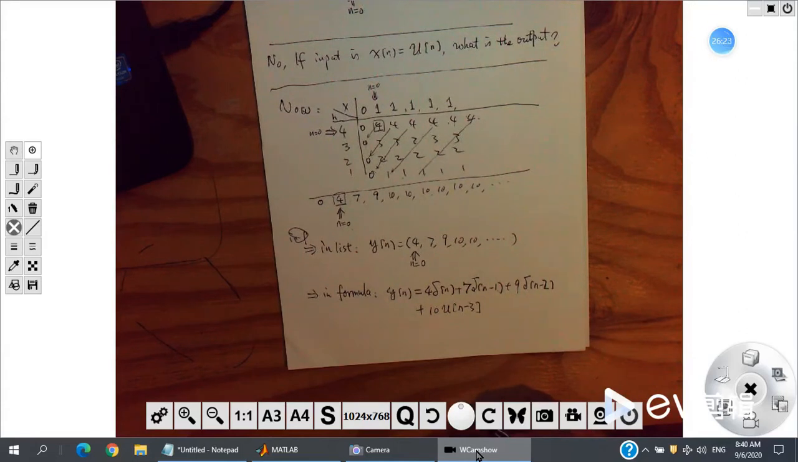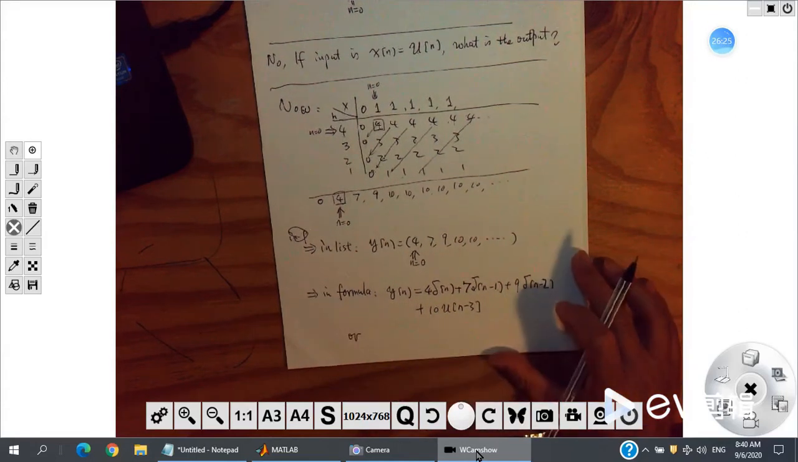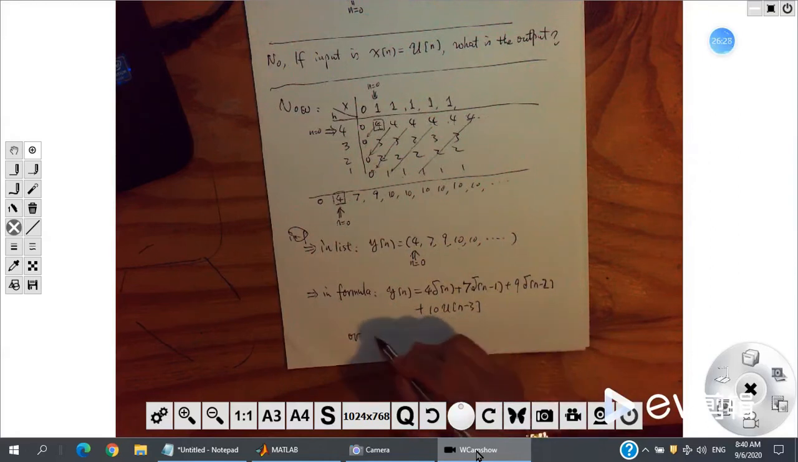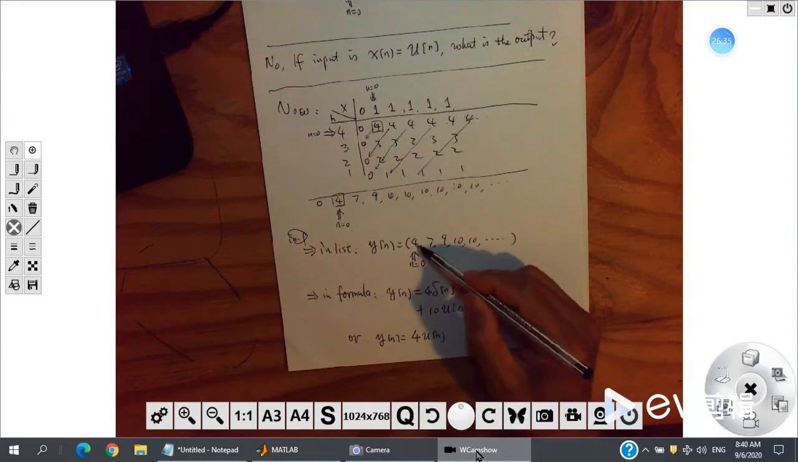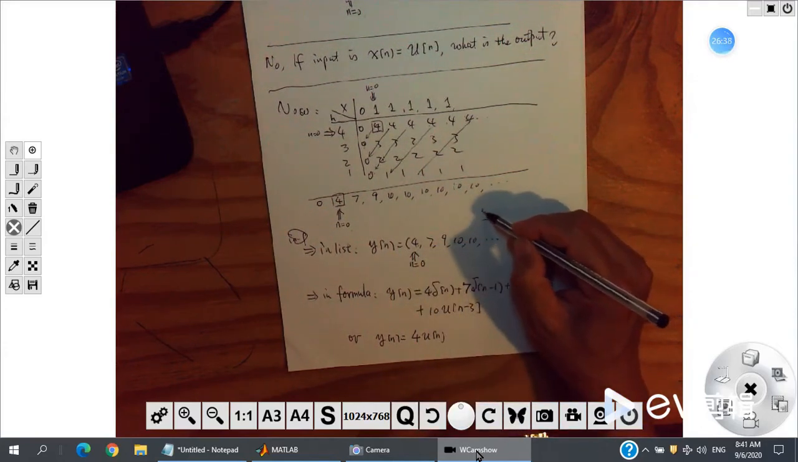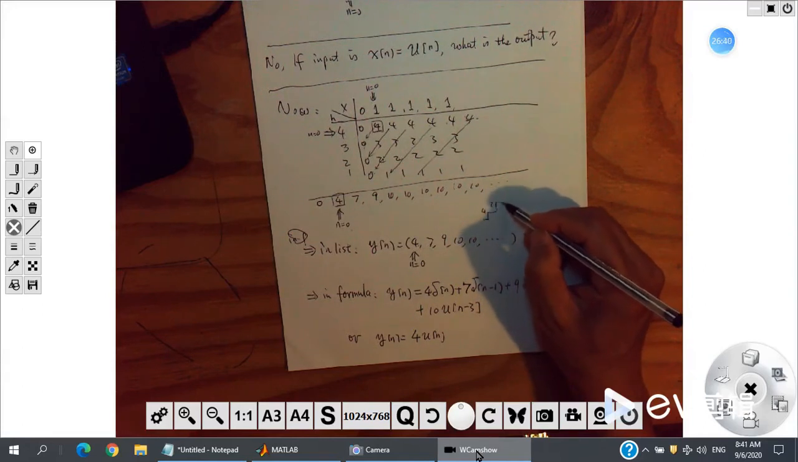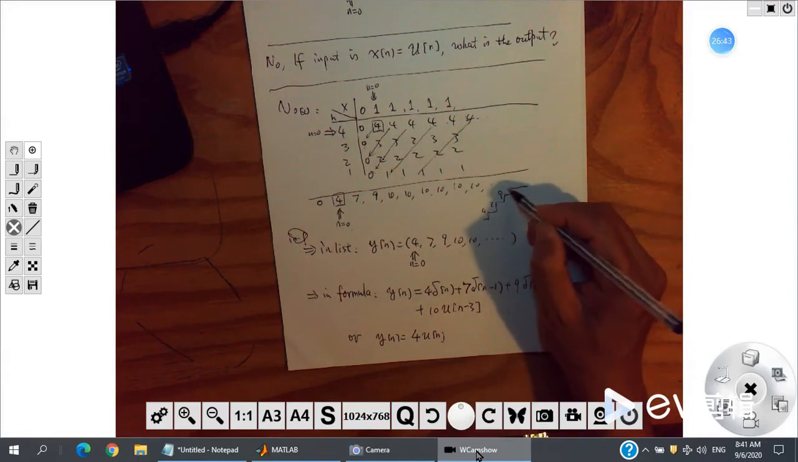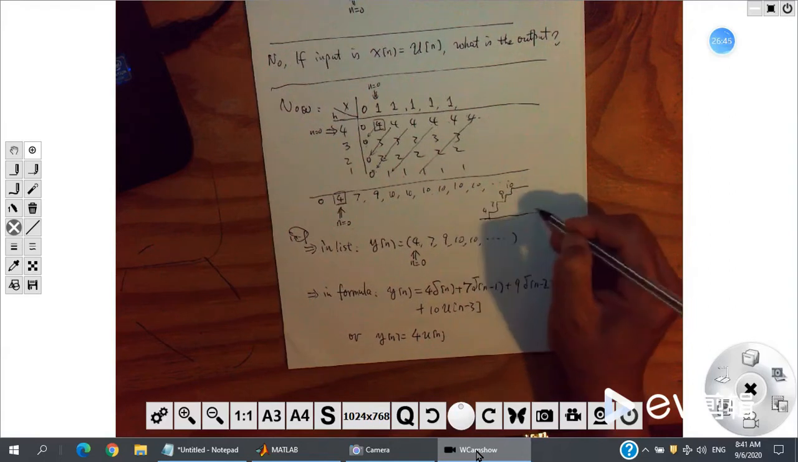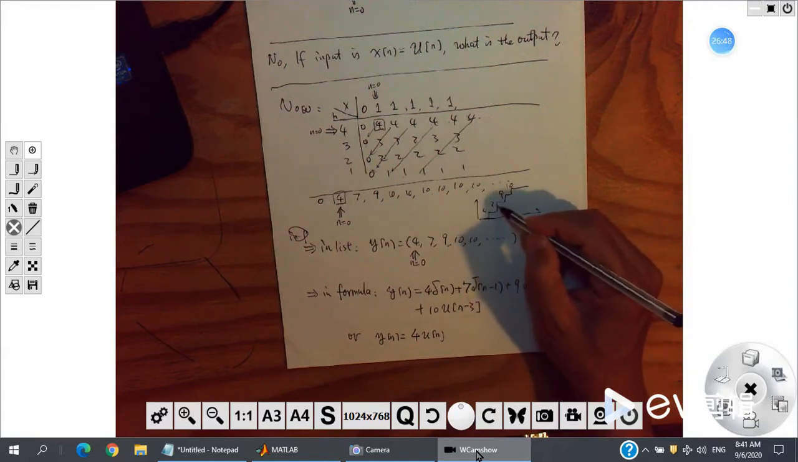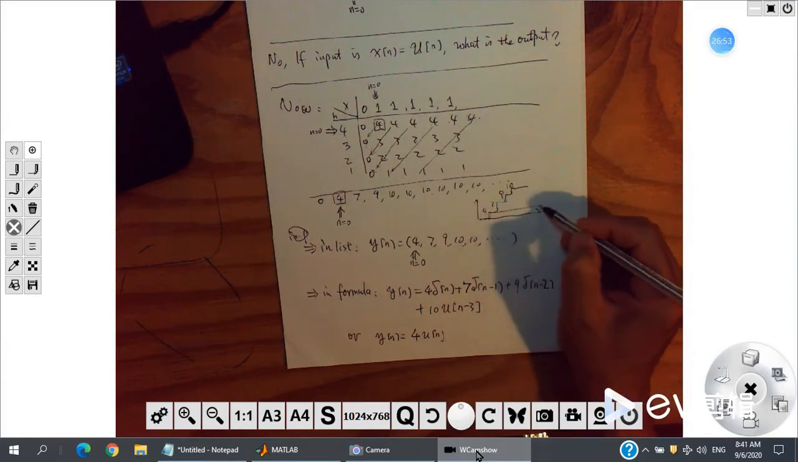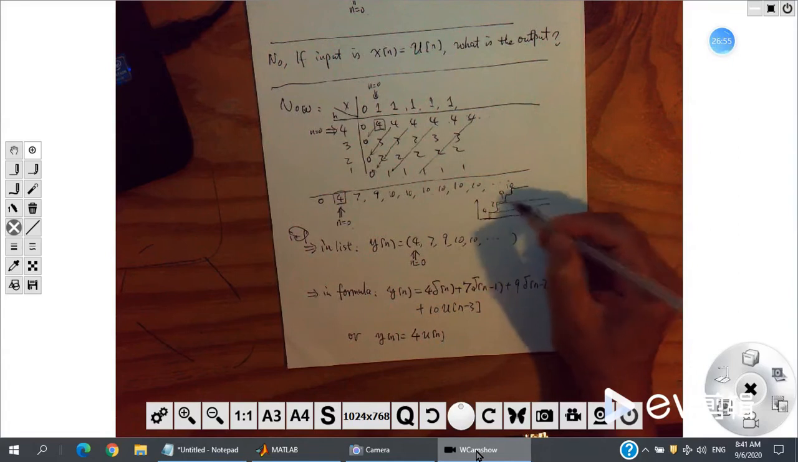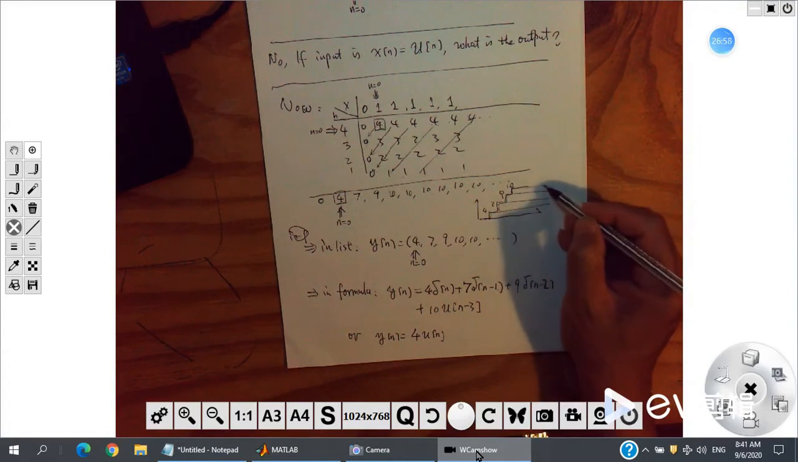So we can write this way, or you can also just use u. Y of n, you have 4 of u of n, right? This is a 4, then go to 7, go to 9, then go to 10, right? Things like that. 4, 7, 9, 10. Then you can think this is a 4 plus 3 plus 2 plus 1, right?